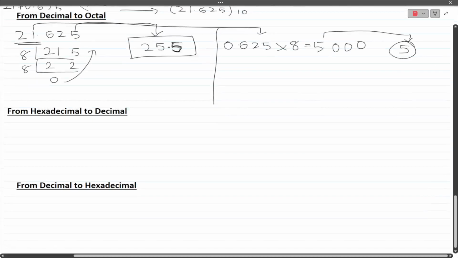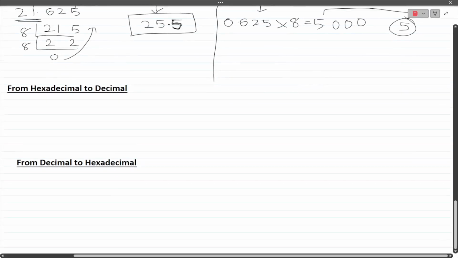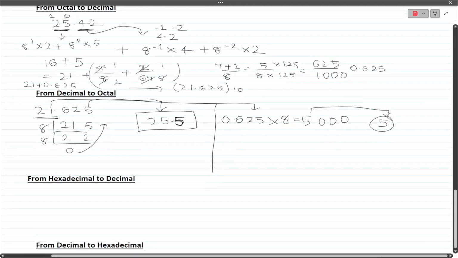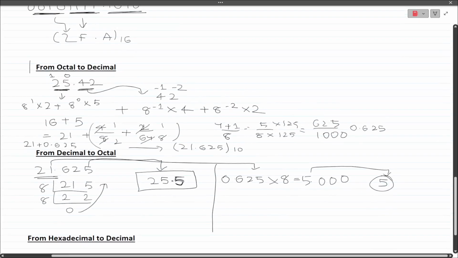Now we will talk about how to convert hexadecimal to decimal. Just think for a moment how these things can be done. Okay, now I will give you some references. Just observe how we were converting octal to decimal.